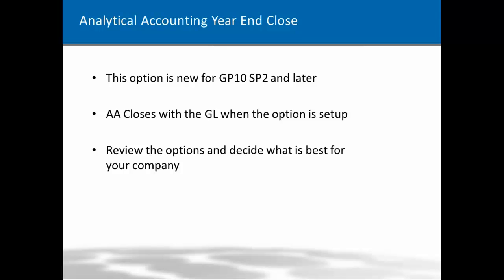So analytical accounting has a year-end close process. This is an optional close. It's new for GP 2010, SP2, and later. AA closes with the GL when the option is set up. Review your company options and decide what's best for your company.